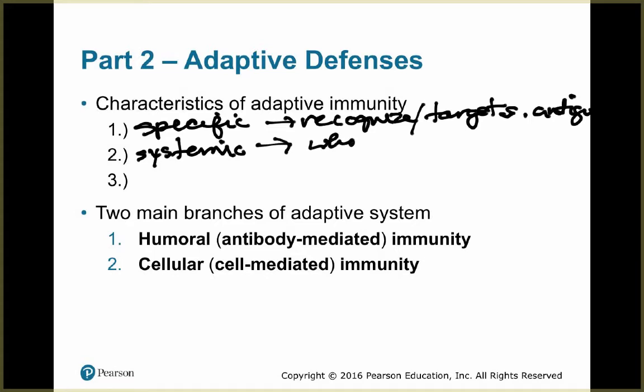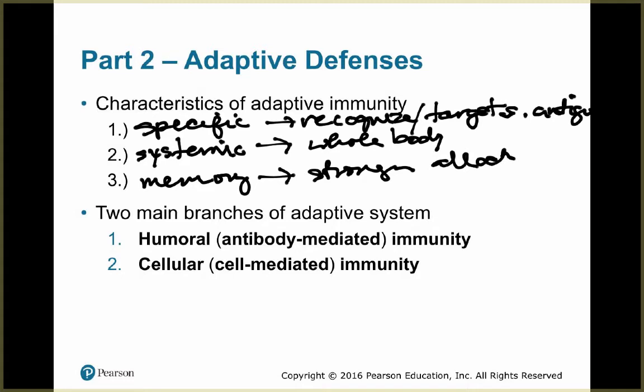It's systemic. It's whole body, right? It's not restricted by the first initial site. And it has memory. It means that it can mount a stronger attack against something that's known, right? A known antigen. And so the second or subsequent exposures to it, it's going to be able to attack it very strongly.